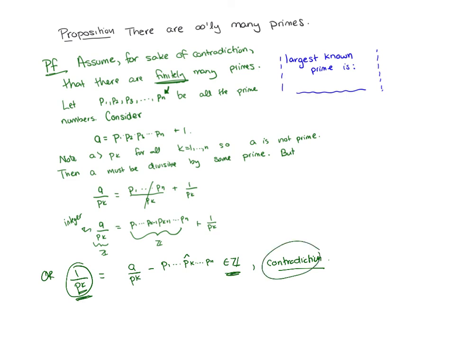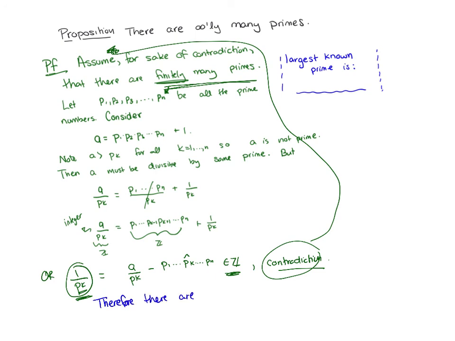Why did I get a contradiction? Way up here, I assumed that there are finitely many primes. So it's impossible that there are finitely many primes. So I can conclude there are infinitely many primes. This is really the word infinitely. I'm just very lazy at writing words.